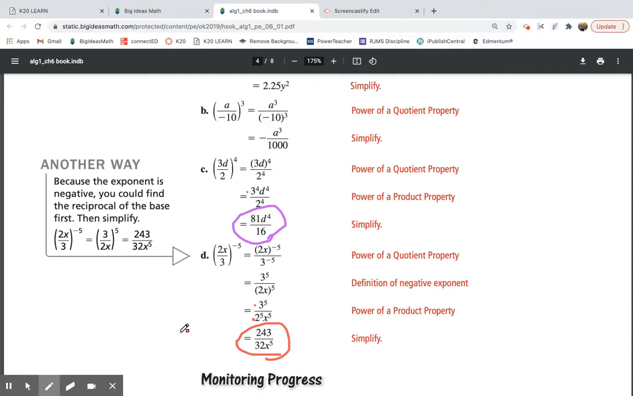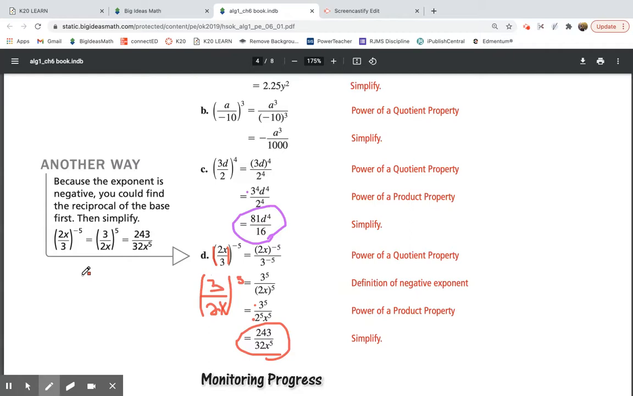243 over 32x to the fifth power. Okay, so over here they explain that same problem again. They say because the exponent is negative, you could also find the reciprocal first, then simplify. That means right here, where we took that negative 5 and split it up to the top and the bottom, we could have rewritten it from this point as 3 over 2x all raised to the positive fifth power and then broken it down. It would have gotten us the same answer, okay?